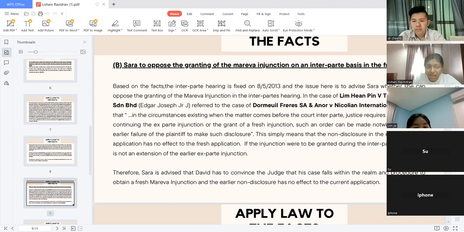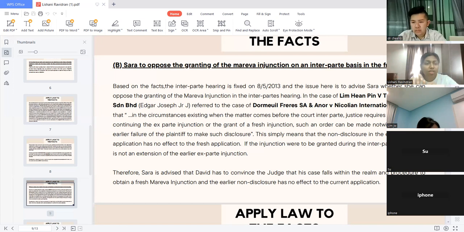Her concern here would be, the examiner wants you to answer whether the court will make a fresh consideration as to the new injunction, or the consideration is as a result of an extension of your ex parte injunction. Because you must understand the ex parte injunction was granted already. So are they going to use a similar reasoning here and also grant the Mariva injunction during your inter partes hearing, or no? You come before me, I will consider everything freshly when both of you are there. That is what the question is asking you.